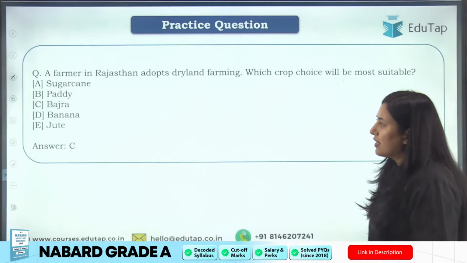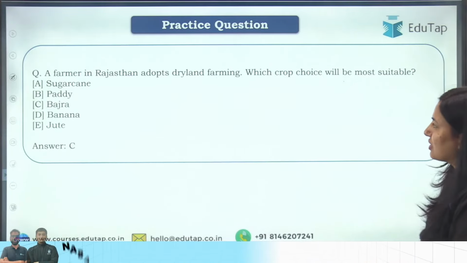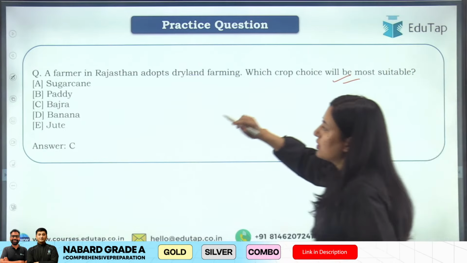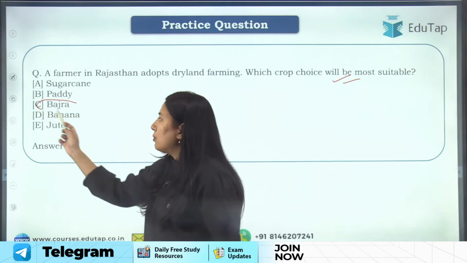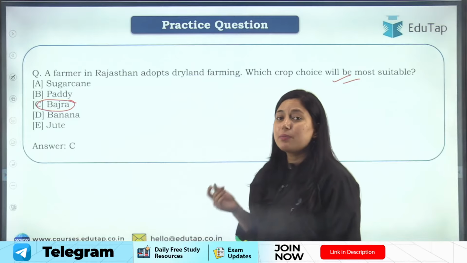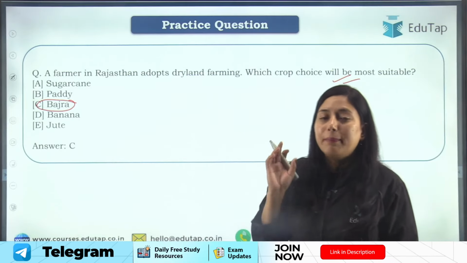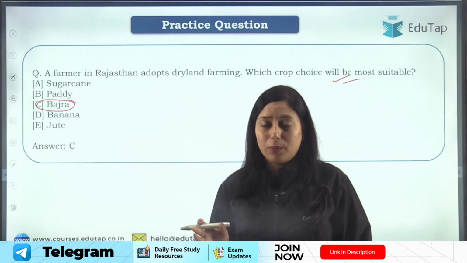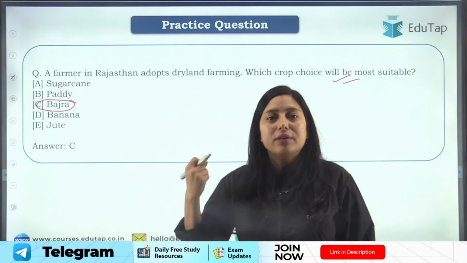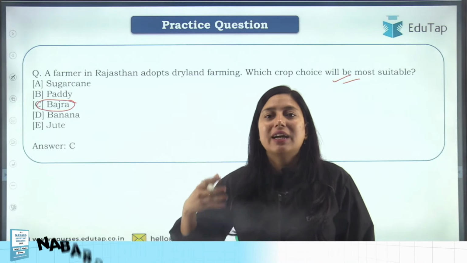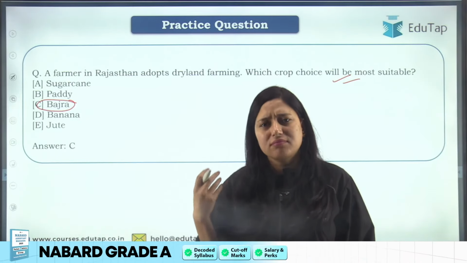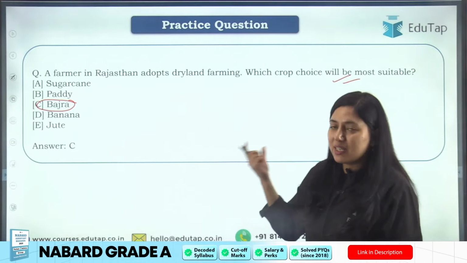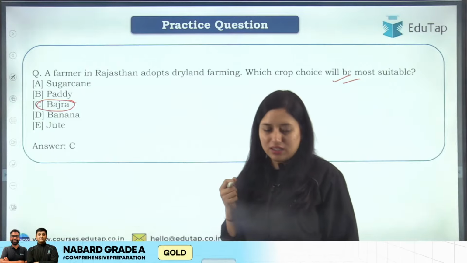Clear? Chalo, next question is, a farmer in Rajasthan adopts dryland farming. Which crop choice will be the most suitable? So students, here in dryland areas millets are the suitable choice. Because millet क्यों suitable choice है? Millets are crops that are drought resistant and require less moisture to grow, right? So farmers in dryland areas will adopt such crops which are drought resistant, like millet. So here the answer will be option C, bajra, because bajra क्या है? Millet है एक. ठीक है?